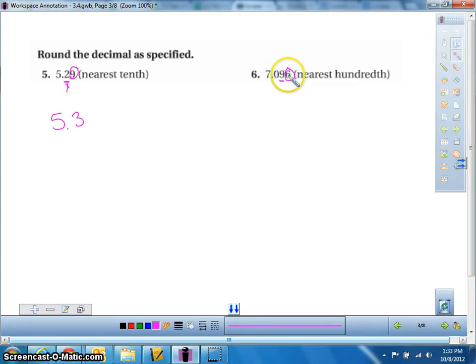So let's see. We've got a 6. What does a 6 tell us? Oh, anything greater than a 5 means this number is going to increase. So we now need to increase this by 1, which pushes this one to increase by 1. So our answer is going to be 7.10. That was kind of a tricky one. 7.10, or if you wrote down just 7.1, those are actually the exact same decimal. We can add zeros to the end and it doesn't change the value. So 7.1 is our answer there.